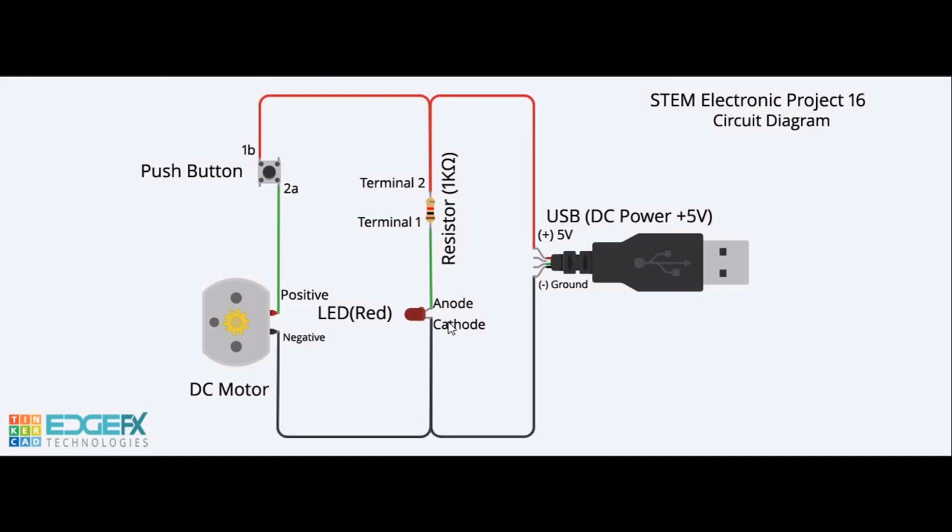When you press the push button, current flows from the positive 5 volt terminal of the USB through the DC motor to ground, negative, completing the path 2 and forming a closed circuit. The fan blade of the DC motor rotates. When the push button is released, the current stops flowing in the circuit, and therefore the DC motor goes off.